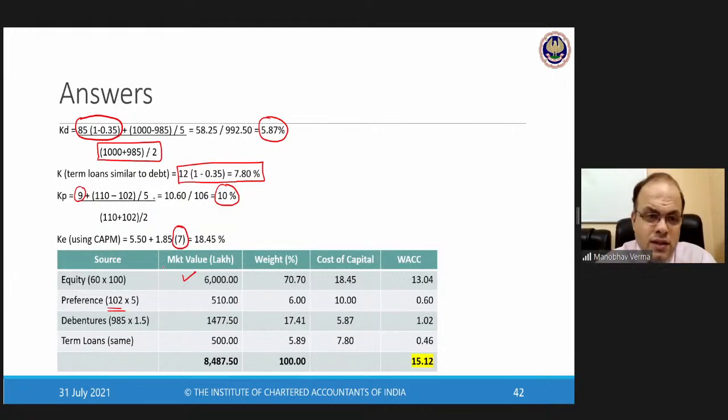My point is, do I need to split this equity into share capital and retained earnings? Do I need to split this? Or in other words, even if I split, will it make a difference? That's a better question. Let's see who wants to answer this.